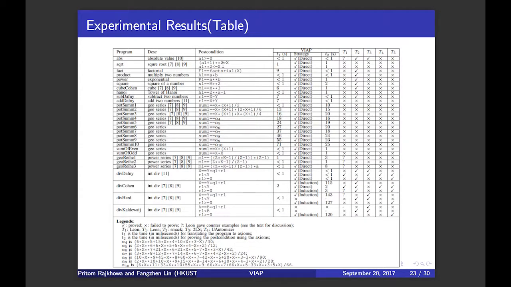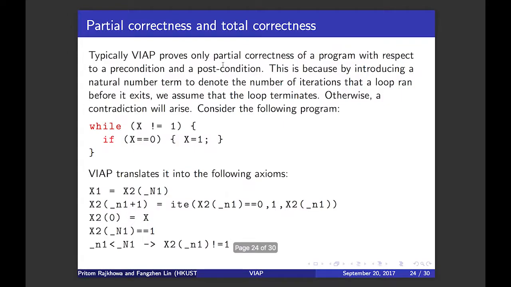So here are the experimental results, and we find that on this set of 29 benchmark programs our tool performs much better than those tools. Among the other tools, SeaHorn is able to prove more programs compared to the other tools.